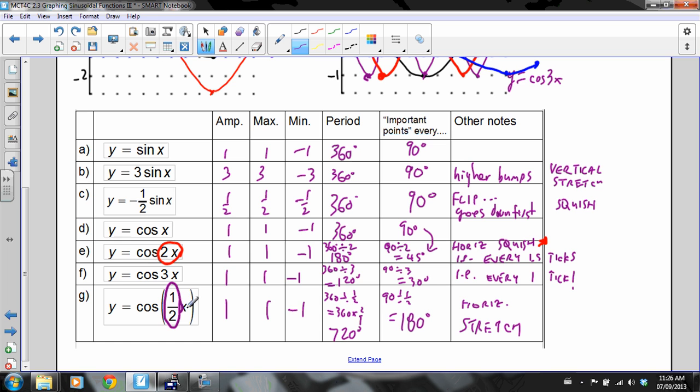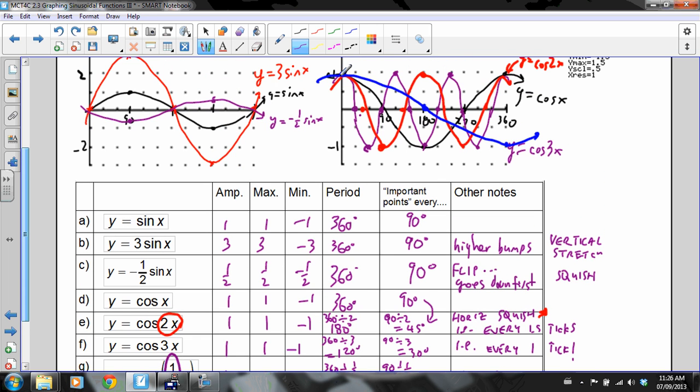The last one, the number in front of the x is a fraction. Well, we think a fraction should squish it, but in the direction of x, it's opposite. It's a stretch. And in fact, when you graphed it, it looked like only half of the cosine function got drawn in from 0 to 360, and in fact it did, only half of it. So if I kept going, it would end up repeating itself after 720 degrees, right? This is y equals cos of a half x.